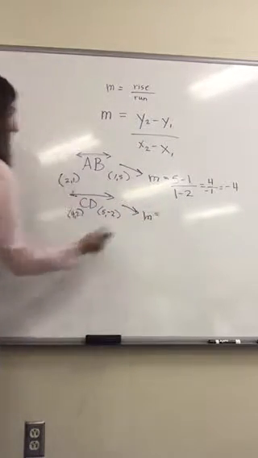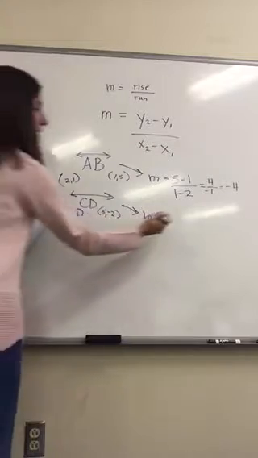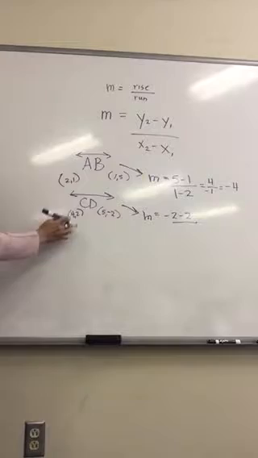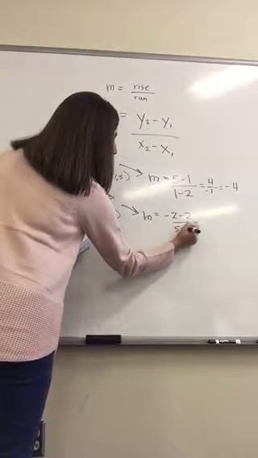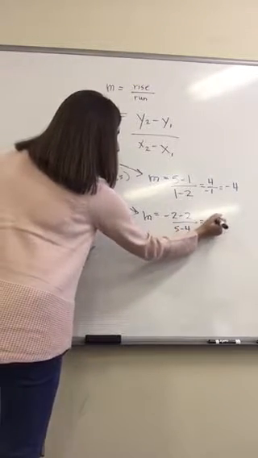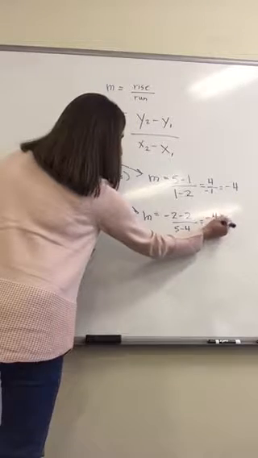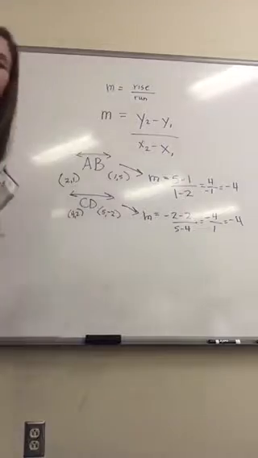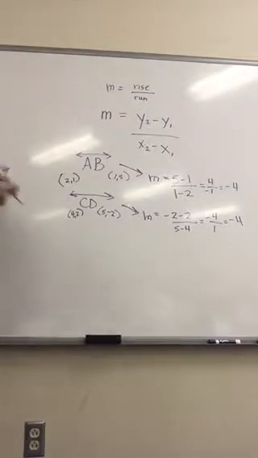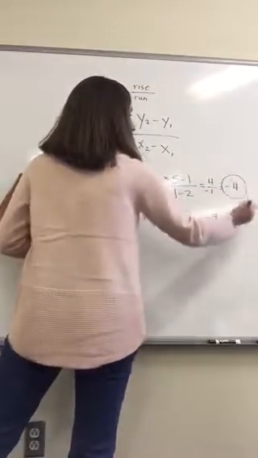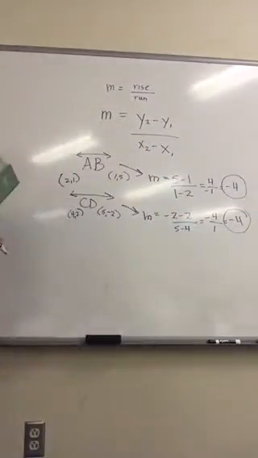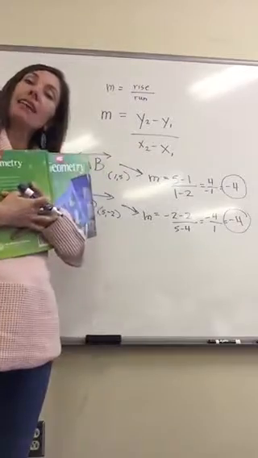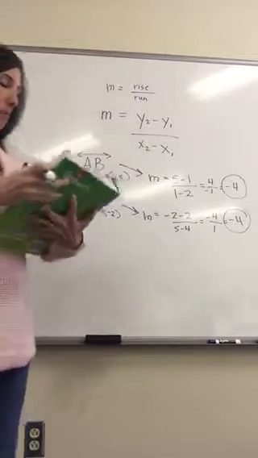All right, now let's do this one, line CD. M equals y2 minus y1, negative 2 minus 2 over 5 minus 4. Negative 2 minus 2 is negative 4. 5 minus 4 is 1. So again, my answer is negative 4. All right, look at my slopes. What do you notice about the slopes of these two lines? They are the same. If their slopes are the same, that means that they are parallel. All right, pretty cool stuff.